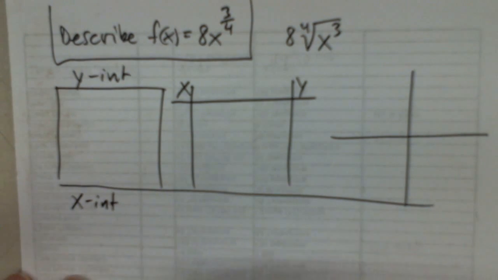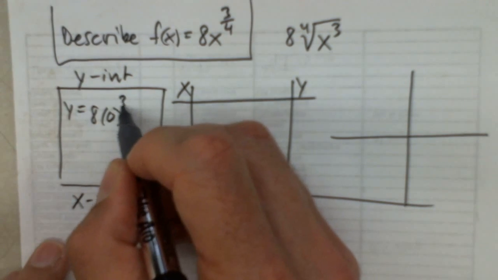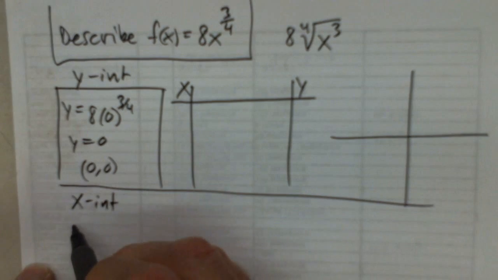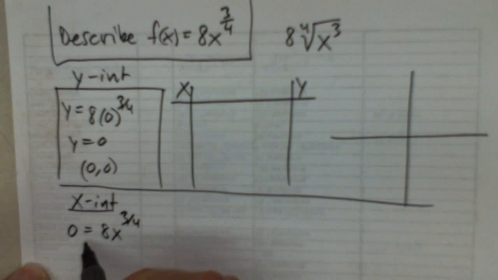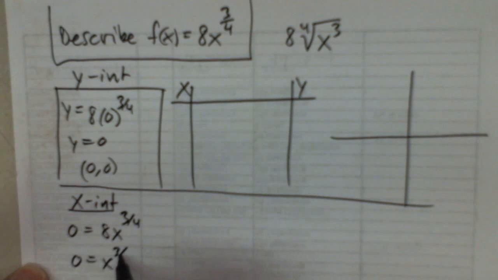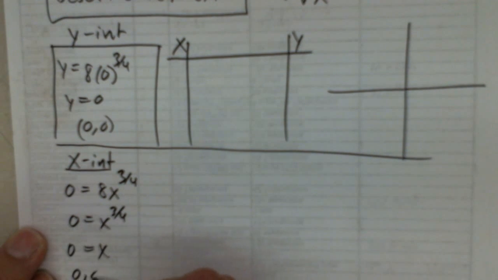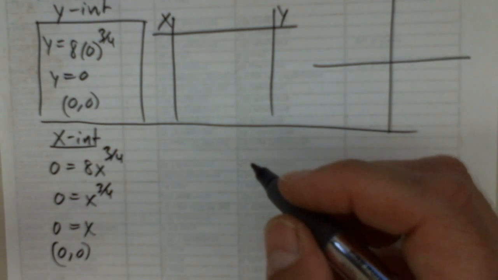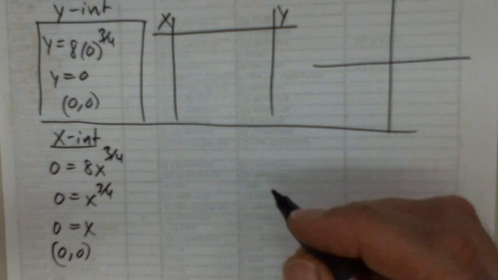All right, let's make the x 0 to find the y-intercept. And we get 0. Let's make the y 0 to find the x-intercept. Divide by 8. And we're going to get x equals 0, so the point is 0, 0. Okay, let's try numbers that will be easy to evaluate.